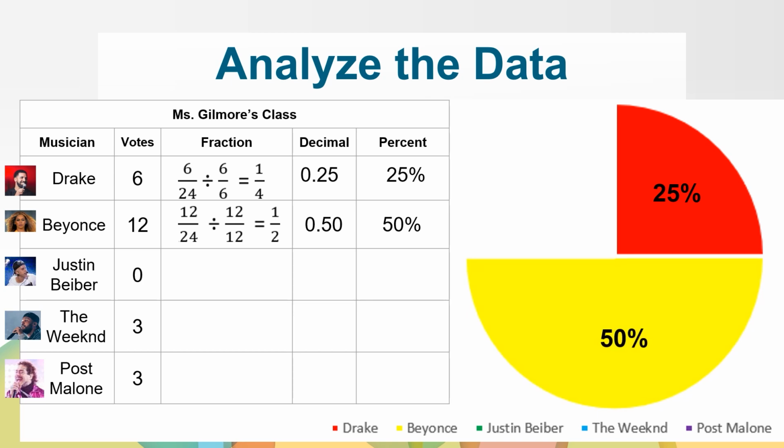Next, we can see that no one voted for Justin Bieber. Since he's got 0 votes, we don't need to represent him in our circle graph. 3 students voted for The Weeknd, which we can represent as 3/24. We can simplify that by dividing by 3/3 to get 1/8.